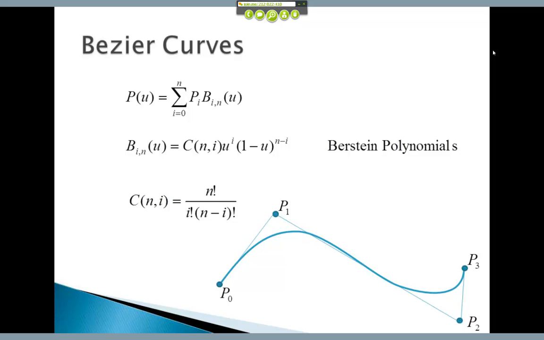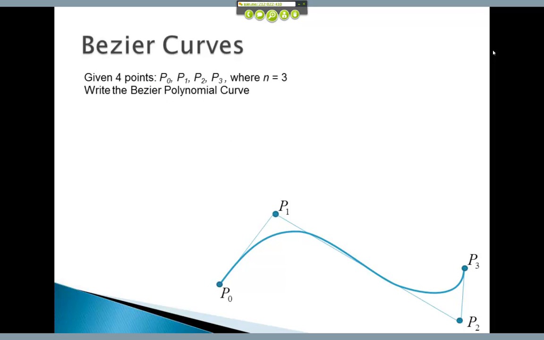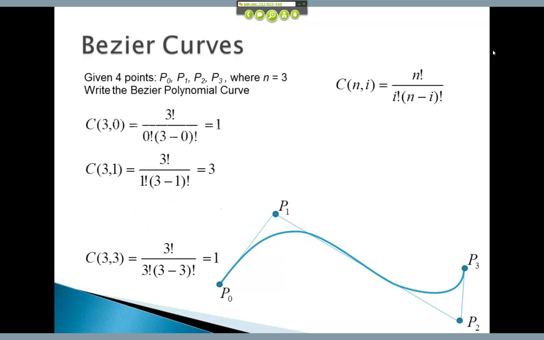So if this is the example that we're going to use, we're using 4 points. We know what n is. What is n? n is going to be 3. It's 1 less than the number of points. Those are our 4 points. We need to start with the n choose i. For the first one, it's C(3, 0). If we put those values in, n factorial, which is 3 factorial, over i, which is 0 factorial, times (3 minus 0) factorial, ends up being 1. For 3 choose 1, 3 factorial over 1 factorial times (3 minus 1) factorial, it ends up being 3. 3 choose 2 is 3, and 3 choose 3 is 1.